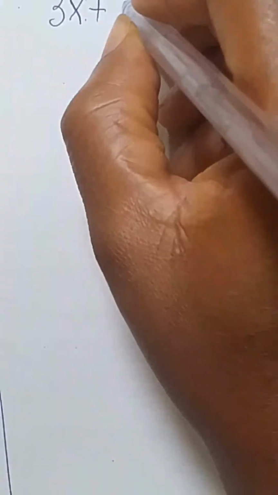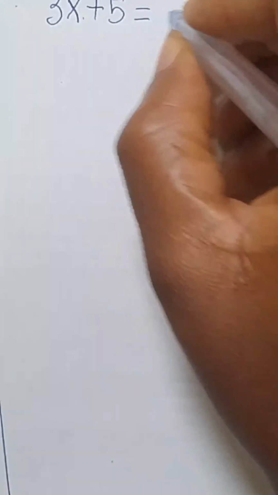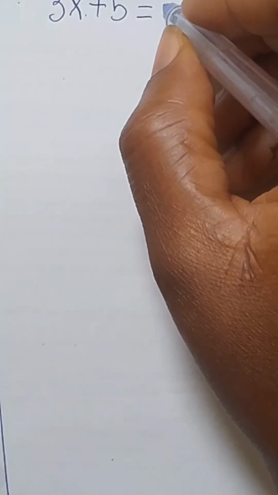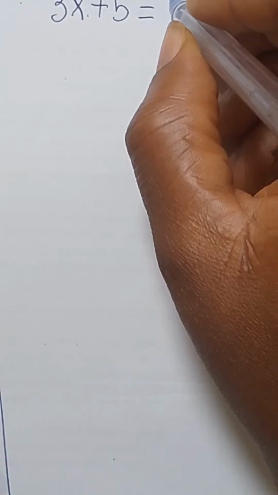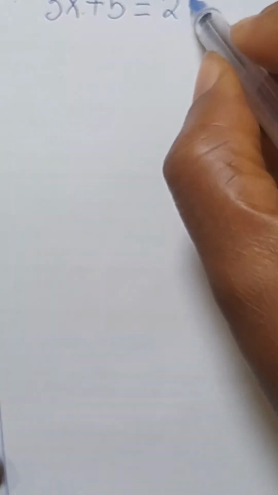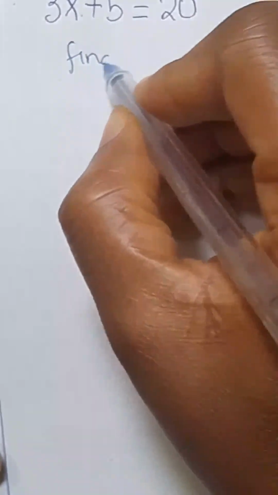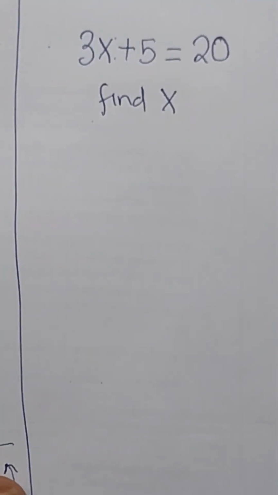Now, let's solve this question. We are given 3x plus 5 is equal to 20. Okay. Find x. So you're given this question, you're asked to find x.